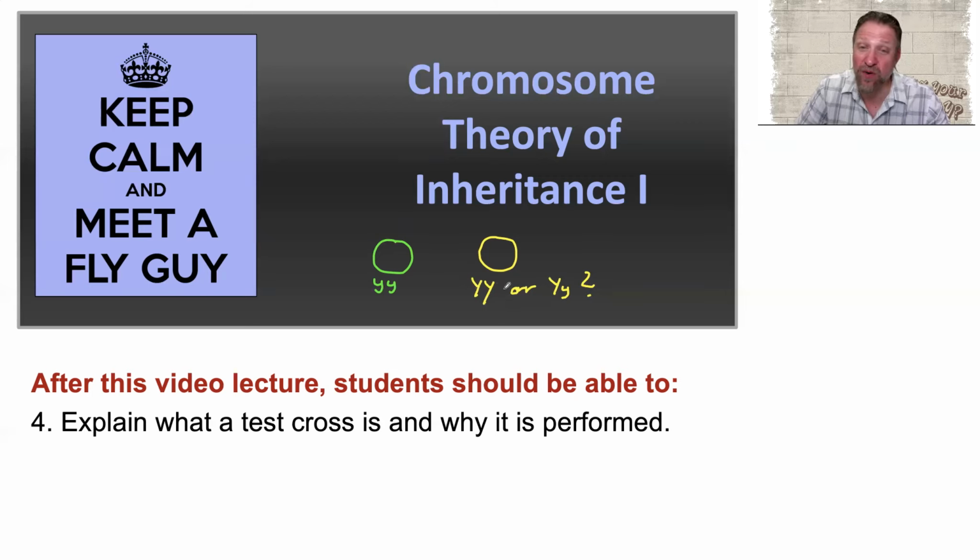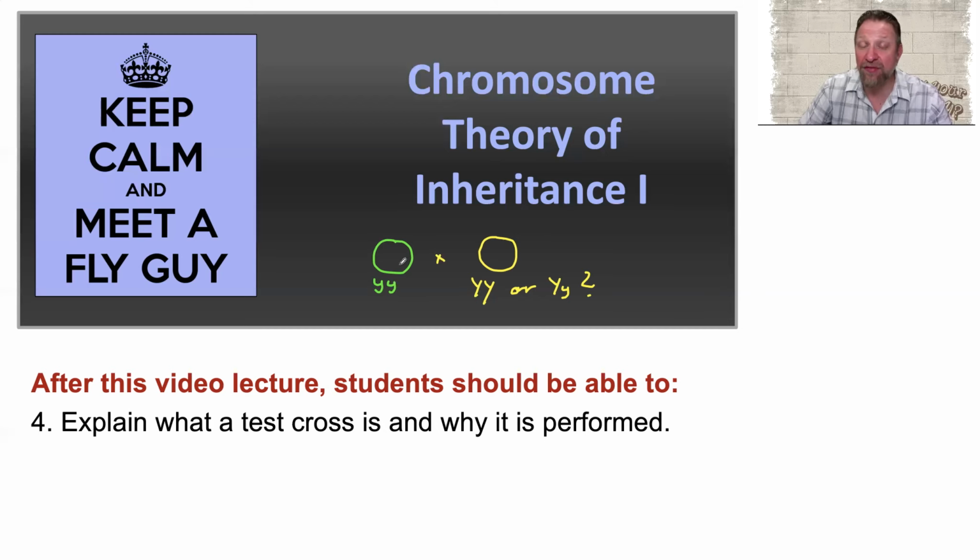If you want to figure out whether this one is homozygous dominant or heterozygous, all you do is you cross it with the recessive, with the homozygous recessive individual, okay? That's called a test cross. A test cross is, if you don't know what the genotype of a dominant individual is, you can test cross it to the homozygous recessive individual.